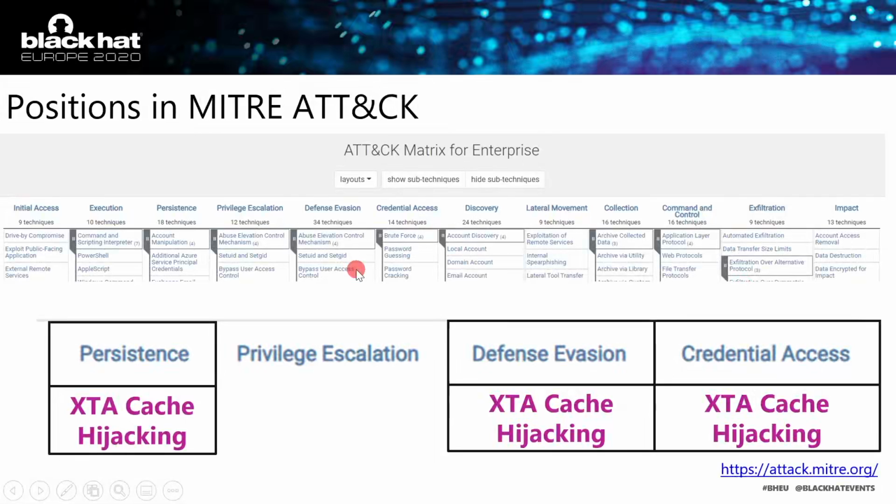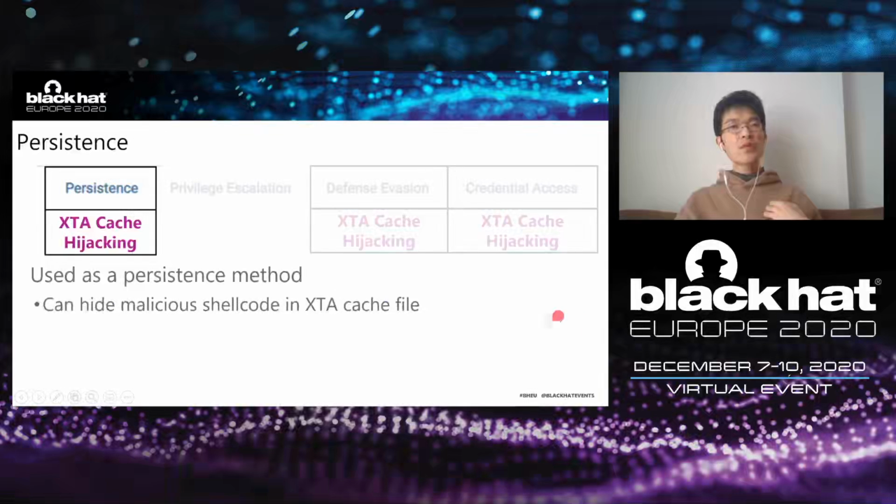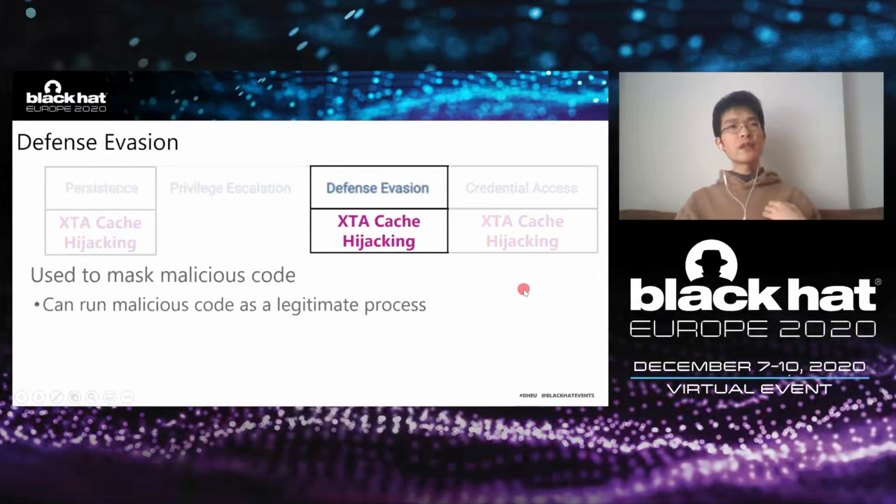To discuss this, let's see the positions of this technique in the MITRE ATT&CK matrix. This technique can be used to achieve three tactics: persistence, defense evasion, and credential access. First, it can be used as a persistence method, so we can hide malicious shellcode in the exit cache file. Next, it can be used to mask malicious code, so we can run malicious code as a legitimate process to bypass a broker or antivirus products.